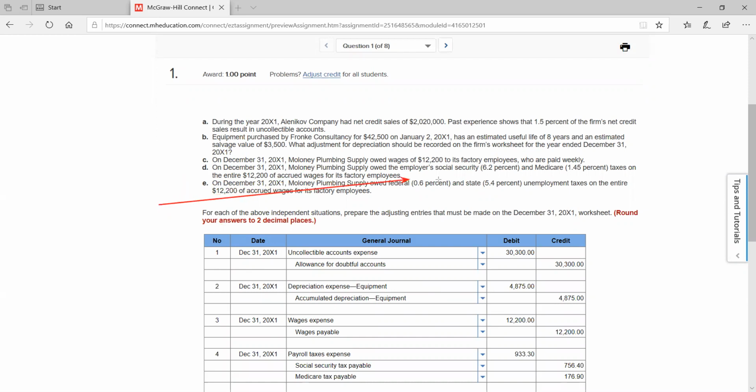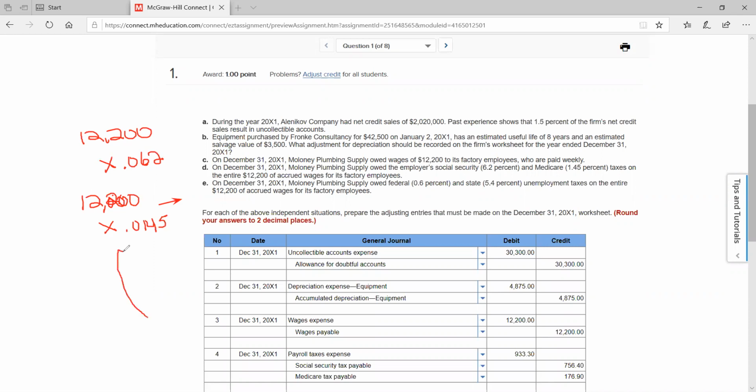All right. The last two is very similar to that, except you just have to do taxes. On the first one, it's going to be Social Security tax and Medicare, and you just have to apply these rates to what you accrued for payroll. So individually, for each of these, for Social Security, it's 6.2%. So you take the 12,200 and multiply that by 0.062. And then for the Medicare, it's again 12,200 multiplied by 0.0145.